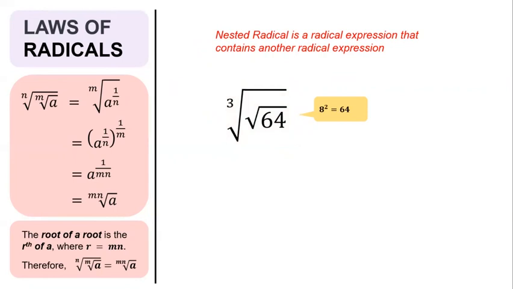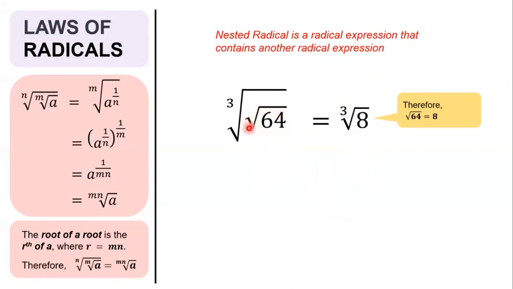So, first step is to extract muna natin yung roots ng nasa pinakaloob na radical. So, ang index nito ay 2. That is the square root of 64. And we all know what is the square root of 64. And that is equal to 8. So, nakuha na natin yung roots nitong ating inner radical.